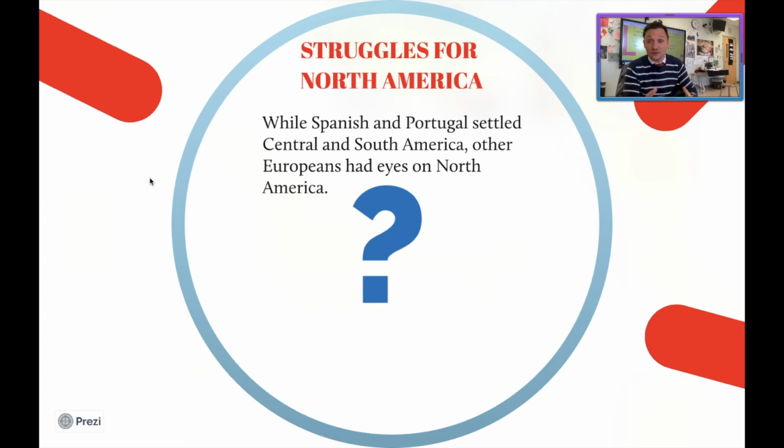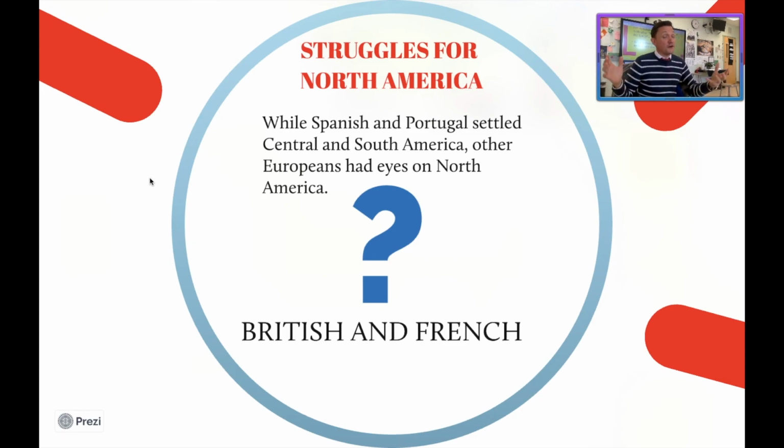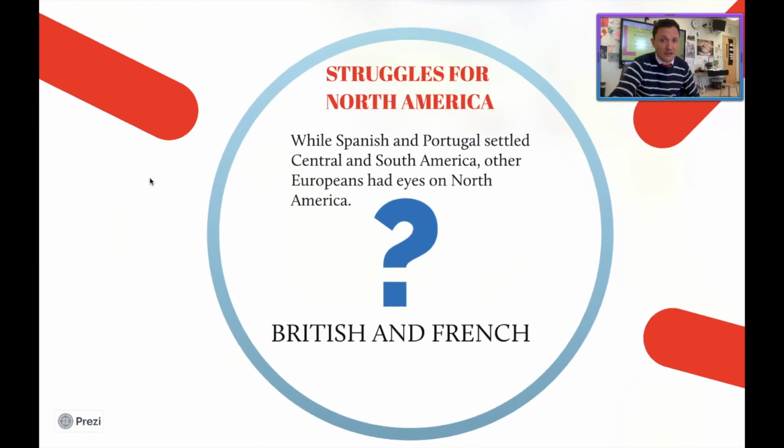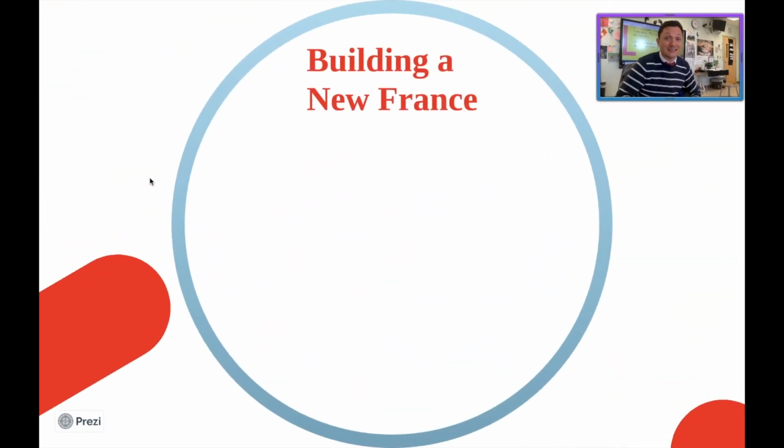Well, for either of you three that I put on there, or for any of you people that said British and French, you are correct. The English and the French are going to be the two that try to go in and colonize most of North America. Now, the French are going to show up and basically attempt to build what you could refer to as a new France. And we are going to start right there when I see you again in class.